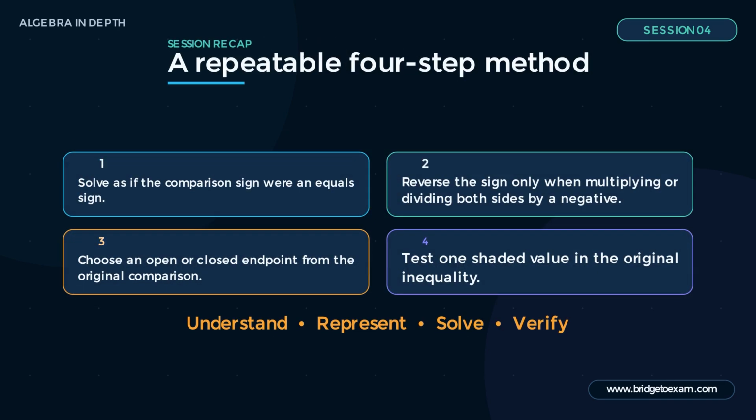Session 4 recap. Solve as if the comparison sign were an equal sign. Next, reverse the sign only when multiplying or dividing both sides by a negative. Then, choose an open or closed endpoint from the original comparison. Finally, test one shaded value in the original inequality. A complete solution shows the reasoning, checks the result, and states what the answer means.